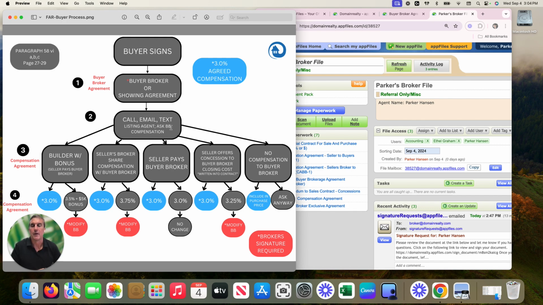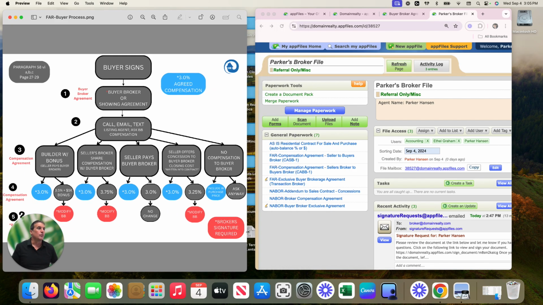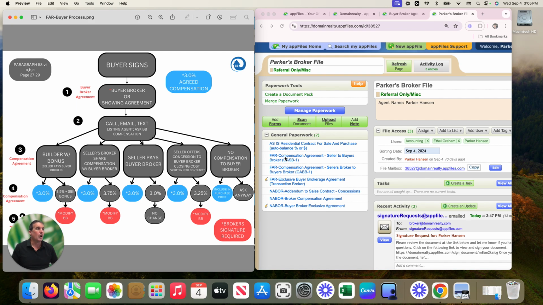Now they're either going to email you, text you, send you something, or tell you. Or they'll say we're offering 2.5%. So now if that seller has allowed that listing agent to share their broker compensation, you're going to be right here. The seller's broker is being allowed to share their compensation. What form do you use? You can use the FAR.